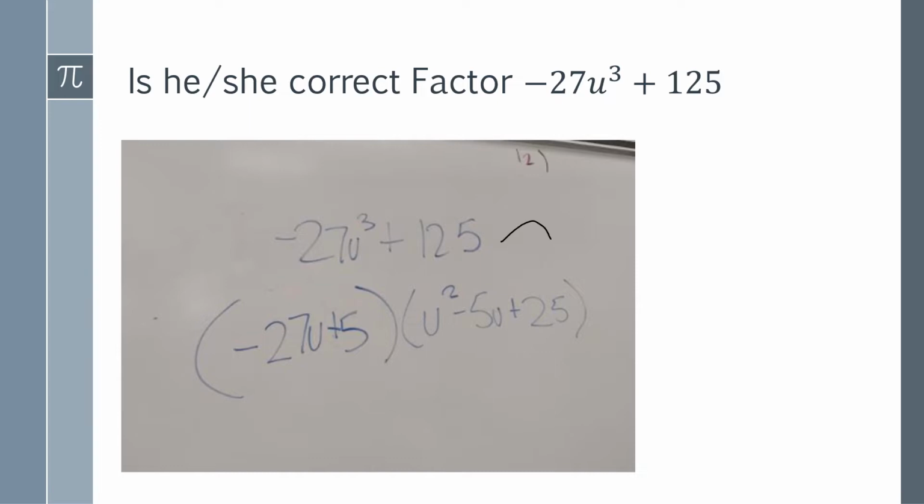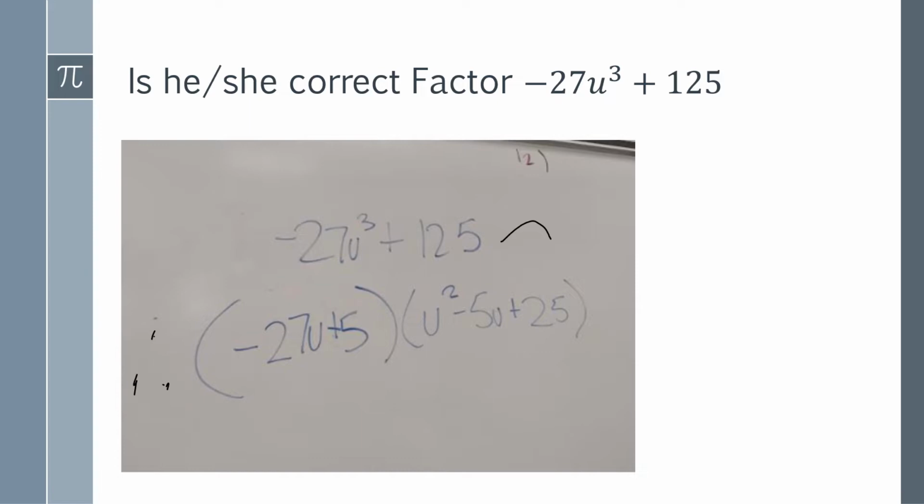So this is the problem: negative 27u cubed plus 125. As the person wrote it, this is their final answer right here. So before we begin, let's look at what the student did do well.